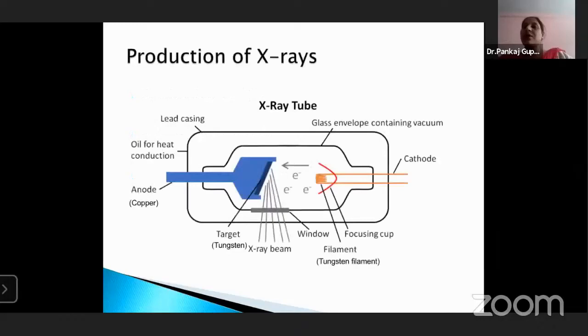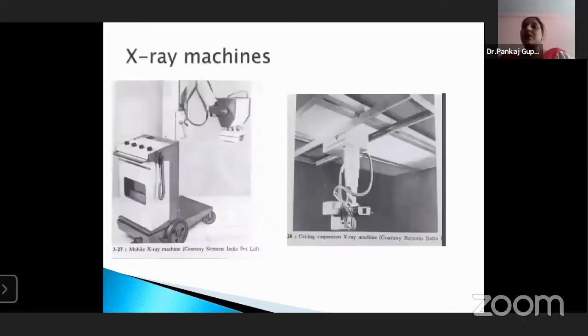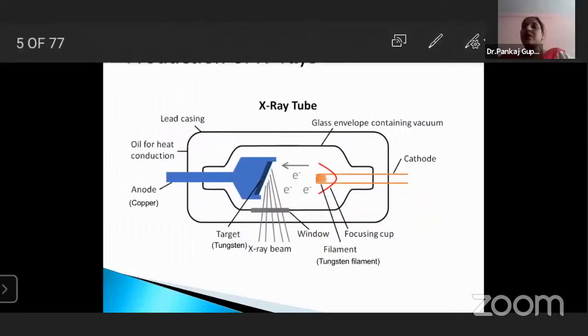Now coming to the production of X-rays, the X-rays are basically generated in an X-ray tube. This X-ray tube is enclosed in a radio-opaque material, that is, a lead casing. It basically has two parts, the cathode and the anode, where the cathode is highly negatively charged and the anode is highly positively charged. The cathode has a tungsten filament and a focusing cup. This is the tungsten filament and focusing cup.